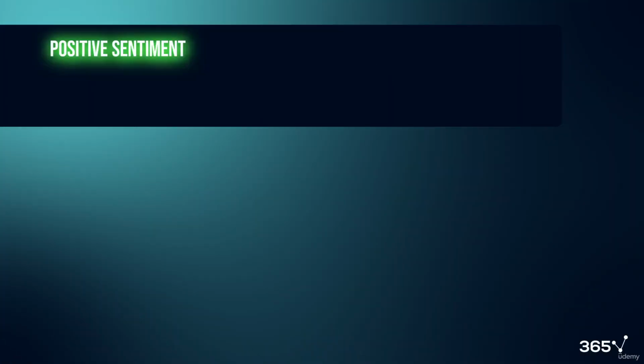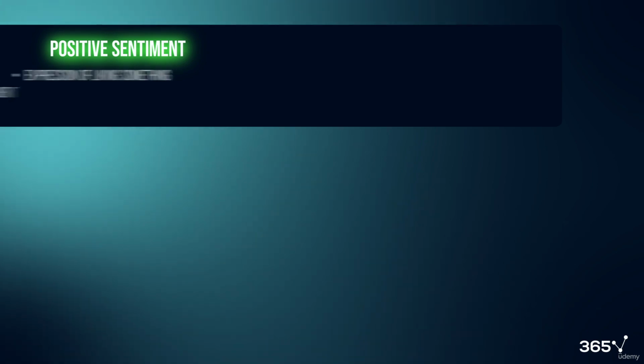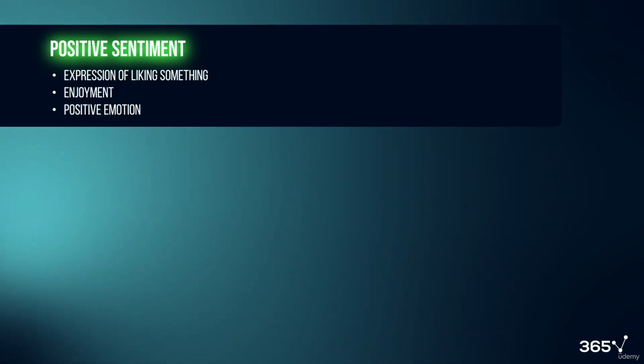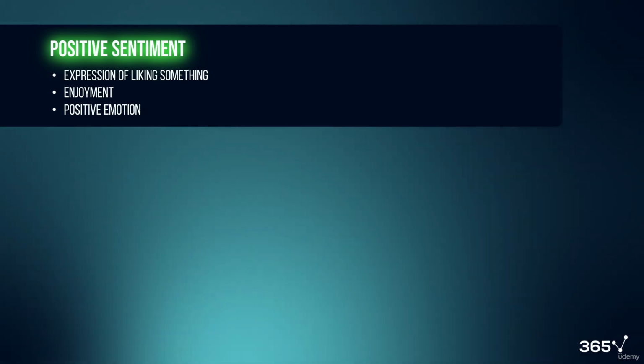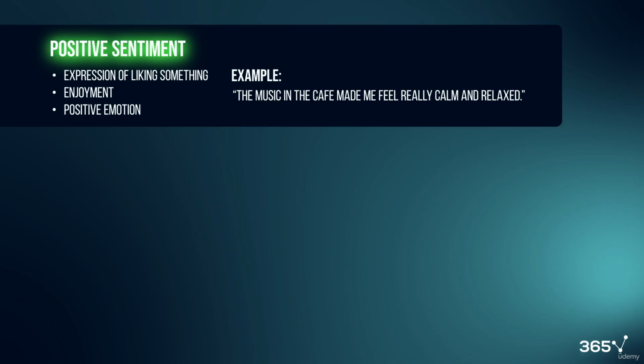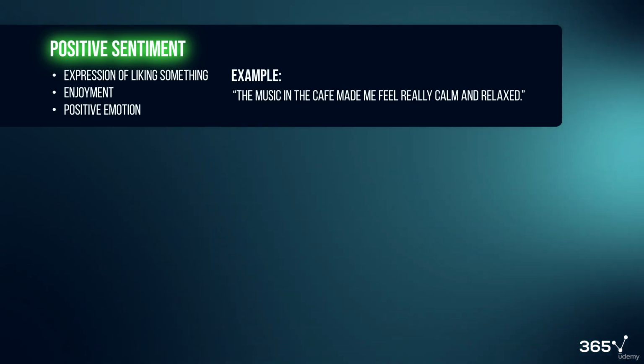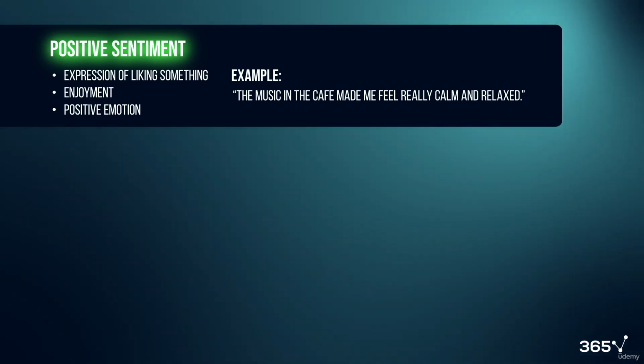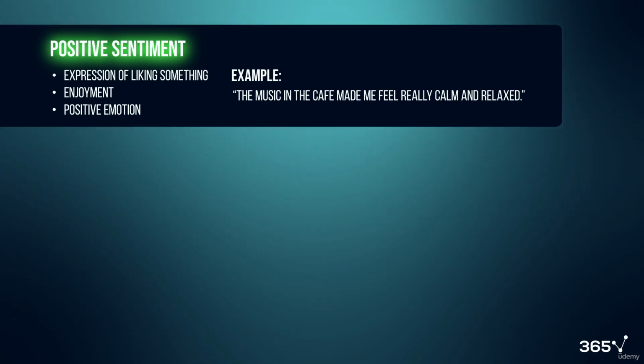Before we jump into the code, let's start with some definitions about what we mean by positive, negative, and neutral sentiment, so we're all on the same page. A sentence would be classified as positive sentiment if there's an expression of liking something, some enjoyment, or some other kind of positive emotion. So, for example, the sentence, "The music in the cafe made me feel really calm and relaxed." This would be an example of a positive sentiment sentence.